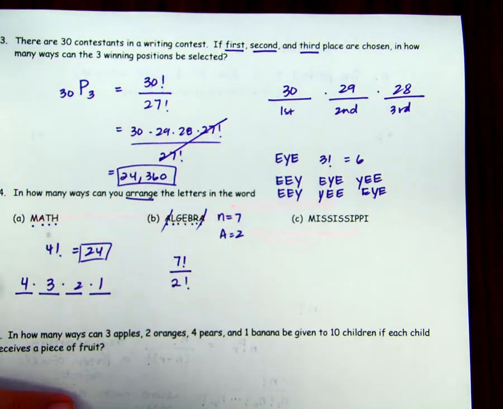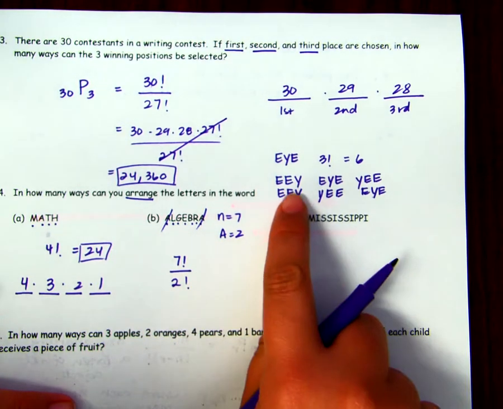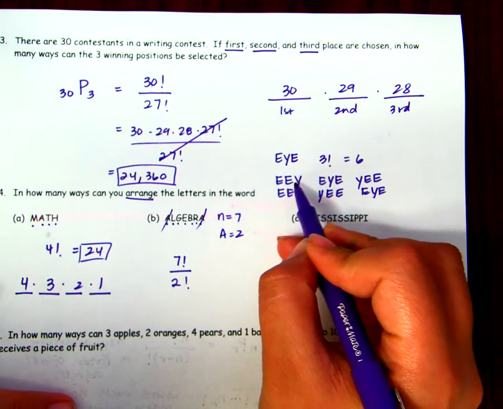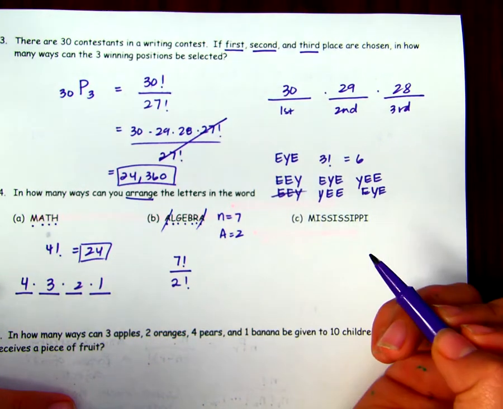And that's going to divide out all the possibilities by the ones that you double counted. Or in this case, if I already have E, E, Y, and I switch these E's, I'm double counting it, so I'm going to divide by him.